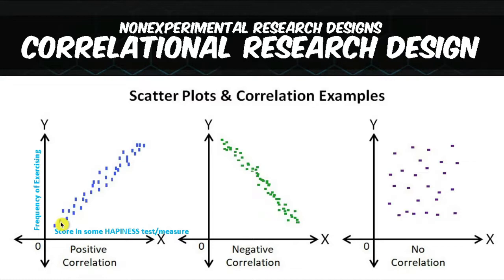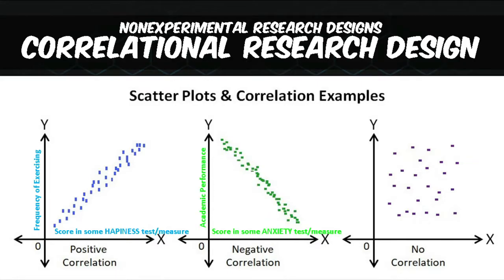Those people who scored low in the happiness test, meaning they are not that happy, they're sad, they're actually the same people who exercise less frequently. Another possible result is to have a strong correlation, but it's negative. The only difference is actually the direction. So if you look at this pattern, it's linear, it's approaching a line, still approaching a line for negative correlations. However, the direction is reversed.